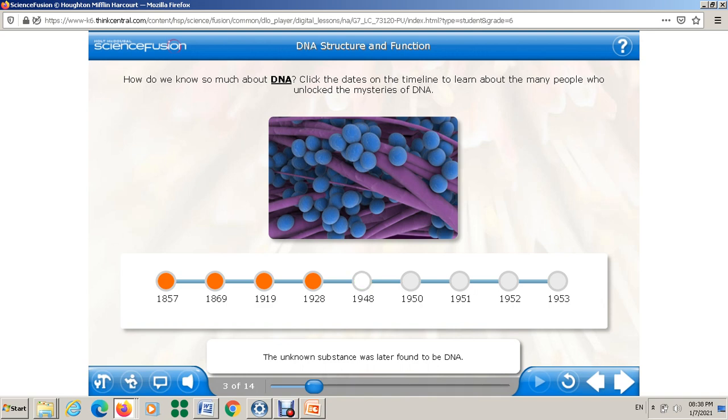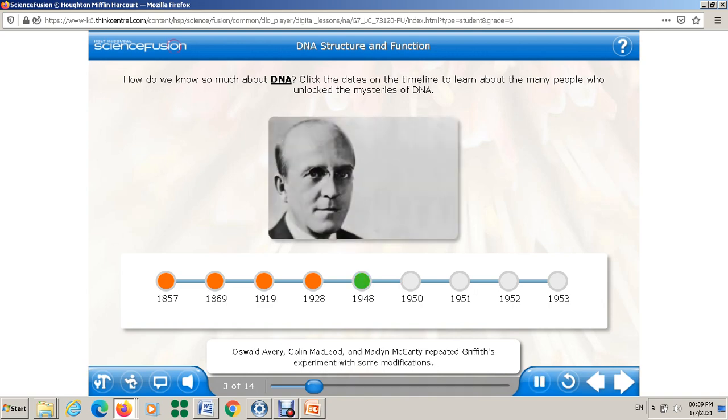We didn't mention anything more. Look at this one. Oswald Avery, Colin MacLeod, and Maclyn McCarty repeated Griffith's experiment with some modifications. Through their new experiment, they were able to show that DNA was the substance that controlled heredity in bacteria. Okay, let's look at this one now.